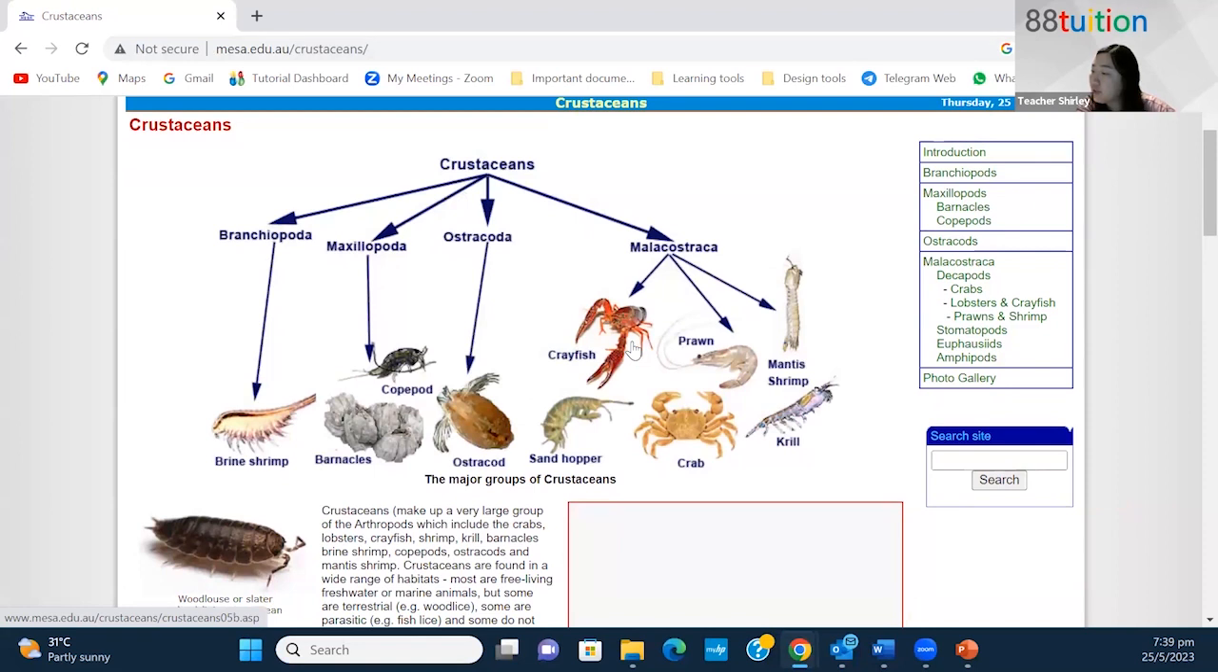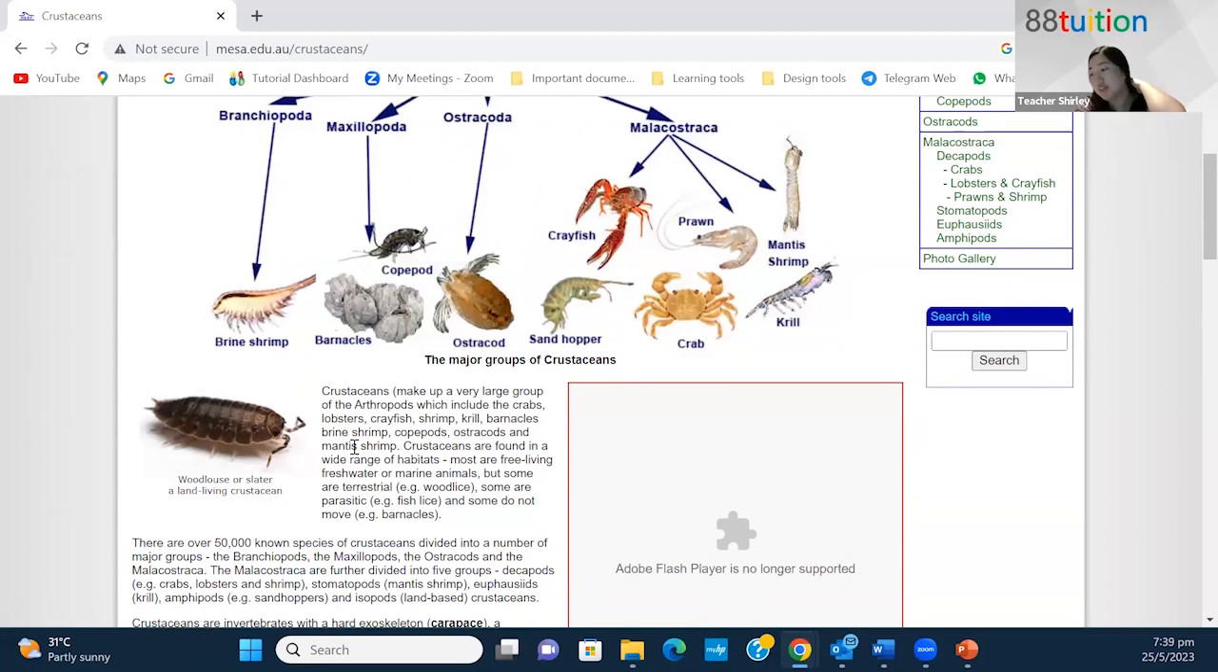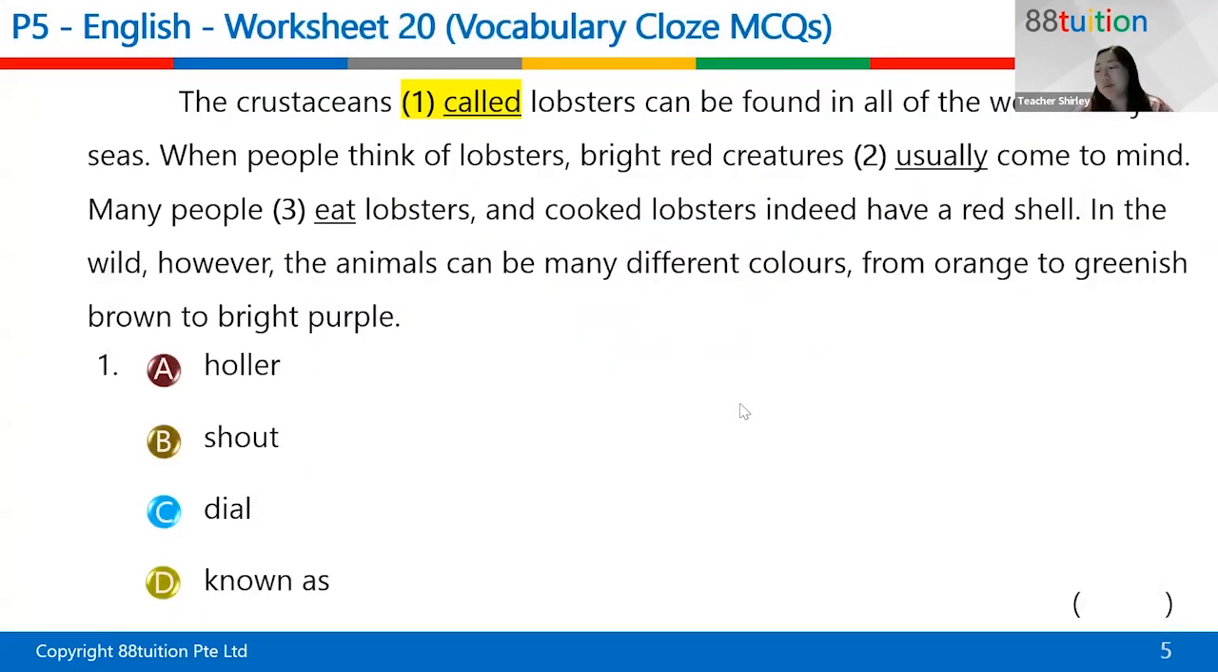Crab, crayfish, prawn, mantis shrimp, krill, ostracod, barnacles, and all. Yeah, basically all the sea creatures. Okay, sea creatures. So actually, all these words in the options are synonyms of "called", but you need to make sure that it fits the context. Okay, so what do you think?